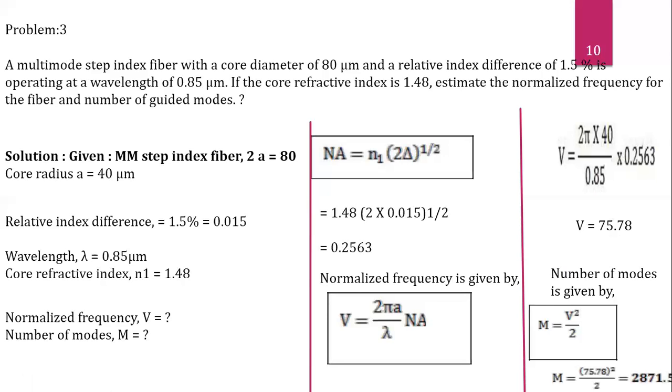So what is the formula? We know the formula to find out the total number of modes: M is equal to V square divided by 2. We know the value of V is equal to 75.78. By substituting the value of V in this formula, we will get the value of M is equal to 2871. This is the value for the modes in an optical fiber.